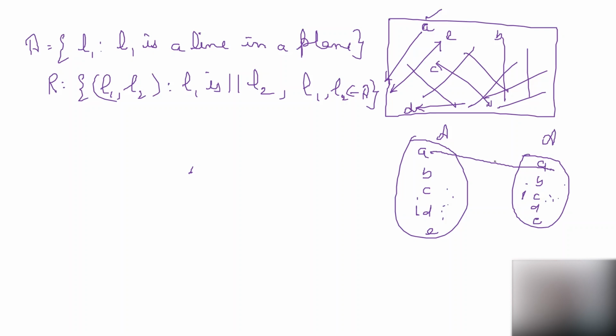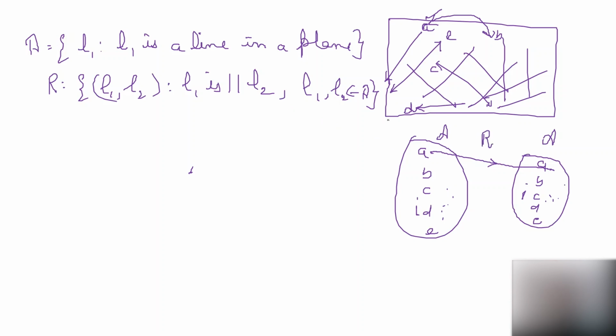It means A is a part of this. Is line A parallel to line B? Are these two lines parallel to each other? No, these two lines are not parallel to each other. Therefore, A is not related to B according to relation R.